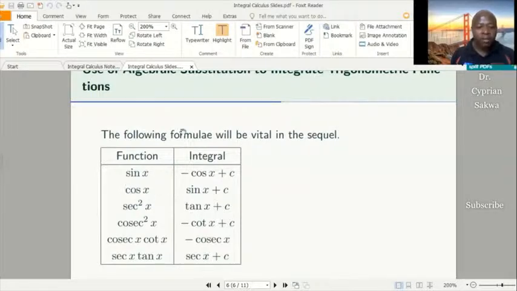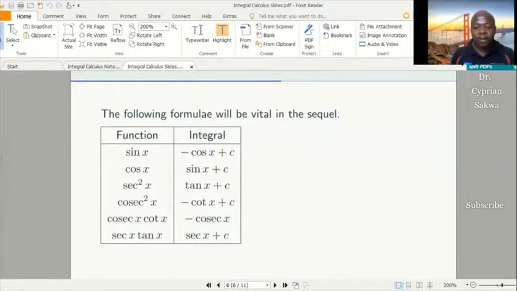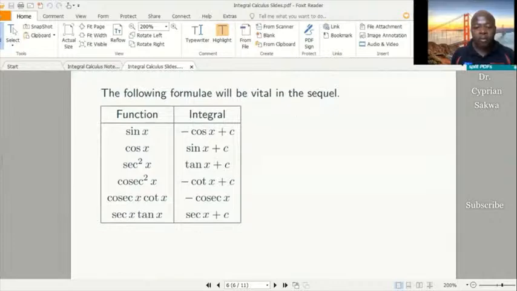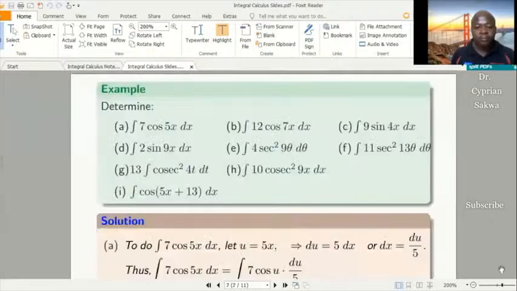We have so many trigonometric functions, and we can get their integrals. So this is just a few, but as we progress with the integration, we come to learn several other formulas. Now let's look at examples on how to use the formulas I've just given you. So the first one, we want to look at the integral of 7 cos 5x, and then the second we shall look at. So we'll be looking at these questions.